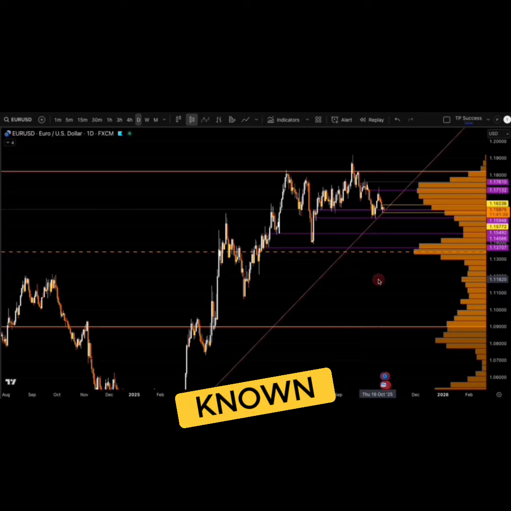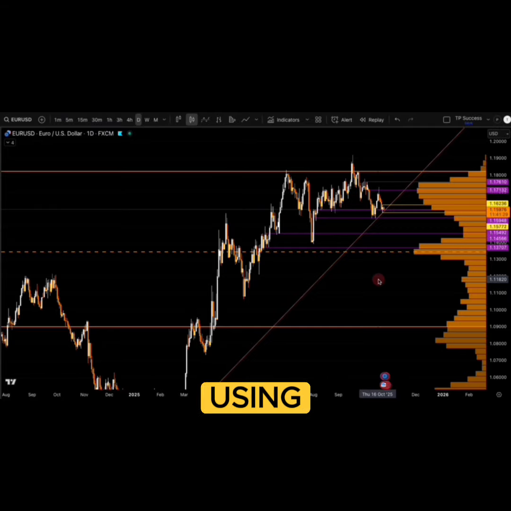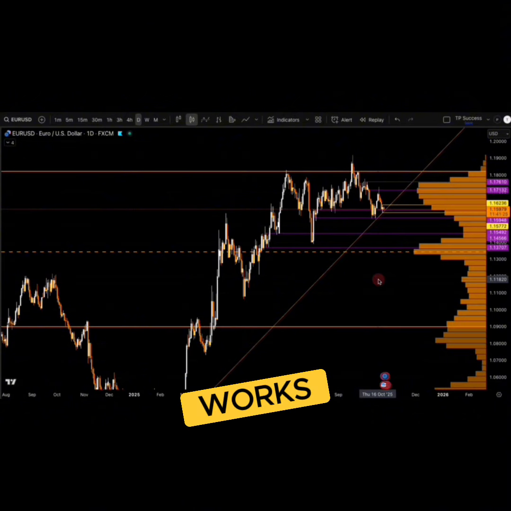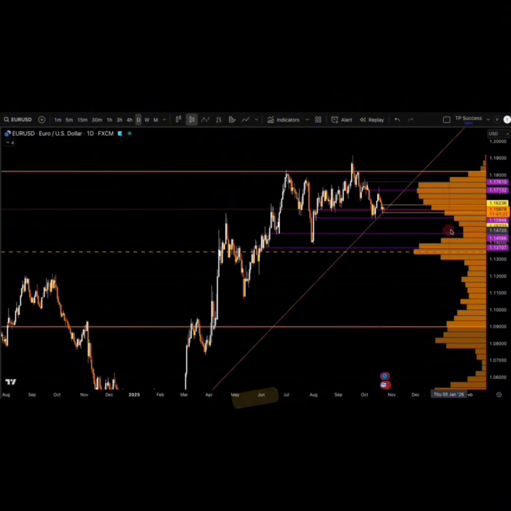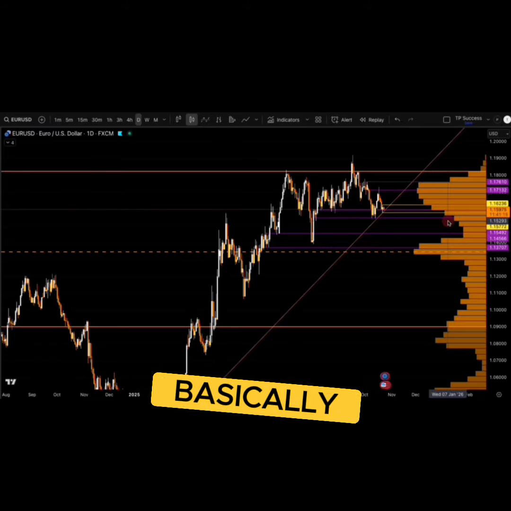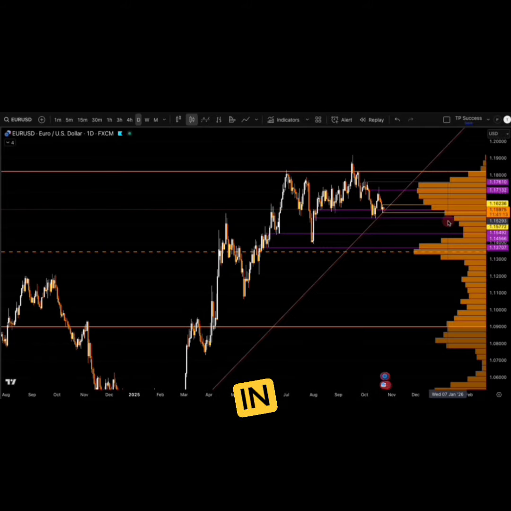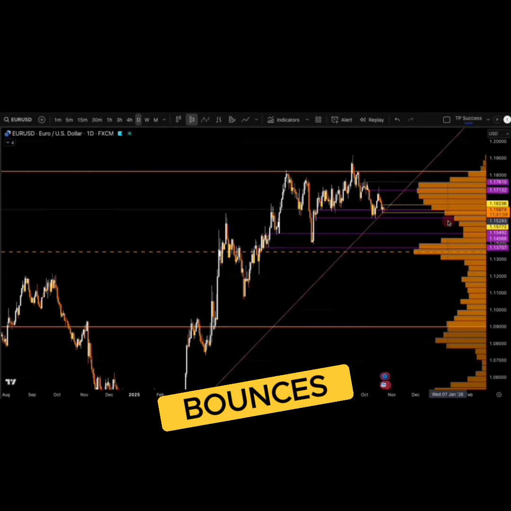Now, high volume node areas is where everybody's getting in. Low volume node areas is where less people are in. Now, in case you haven't watched my videos on using the volume profile, basically it works like this. The low volume node areas act as either support and resistance levels, or price basically violates that whole zone in one move. So price rapidly flows through it, or price bounces off from it.